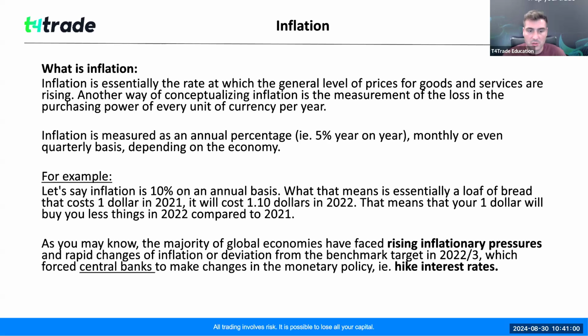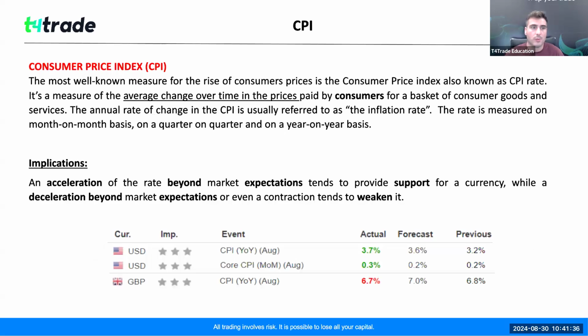So as you may know, the majority of global economies have faced rising inflationary pressures and rapid changes of inflation or deviation from a benchmark rate in 2022, 2023, which forced central banks to make changes in their monetary policy stance, i.e. hike rates in order to contain inflationary pressures. And now we are at a stage where enough was made. So a lot of rate increases have occurred within 2022, 2023, and now in 2024. Central banks, most of them at least, are ready to start cutting rates, start reversing the situation to allow the economy to breathe. And you will see when we win here.